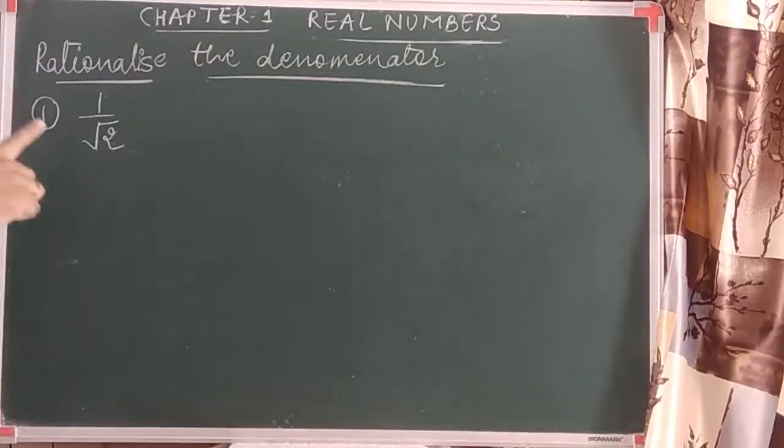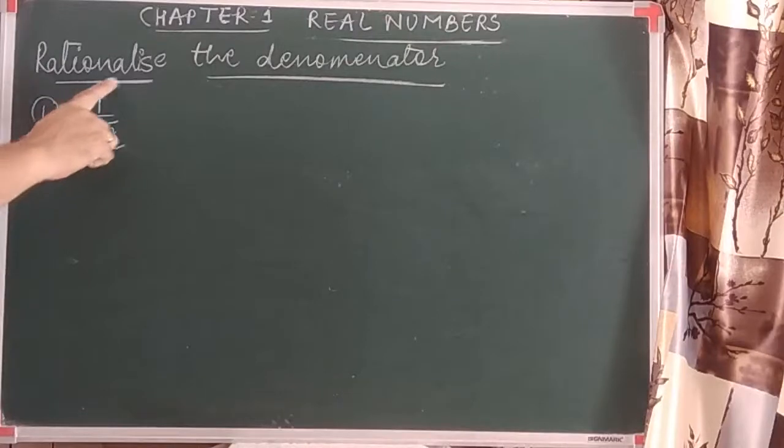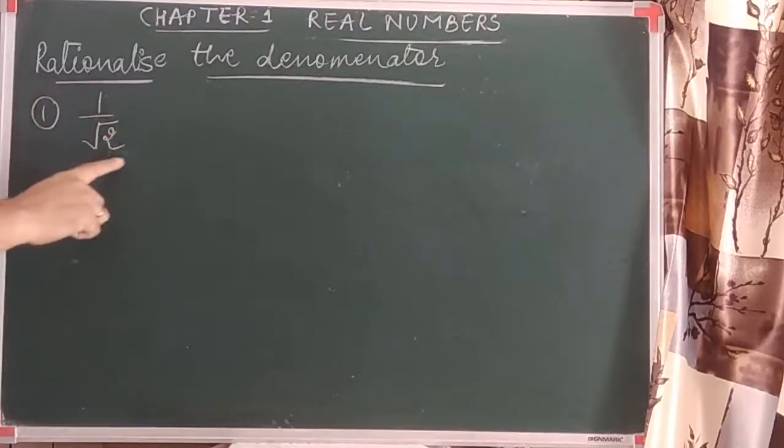Now we have to do such a thing in this question that the value of the question should not be changed. Maths का एक rule होता है. Whenever you add or multiply something, you should remember you can never change the value of the question. So we know that when we multiply with 1, the value of the question never changes.